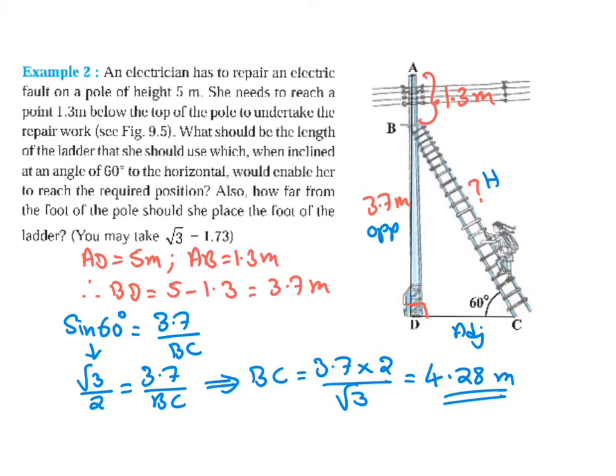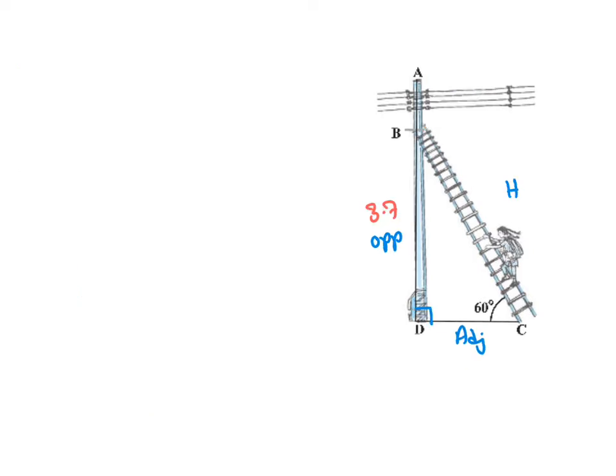Now the question also asks us to find how far from the foot of the pole she should place the foot of the ladder. In other words, find the adjacent side. Now since we have to find the adjacent side, we know the opposite, we need to find the adjacent. Opposite over adjacent is what? Tan. Adjacent over opposite is cot. So can I use cot instead of tan? I can. You can use even the tan trigonometric ratio also.